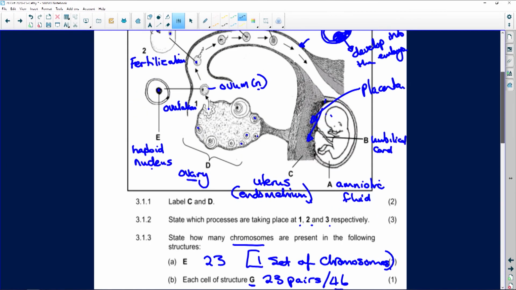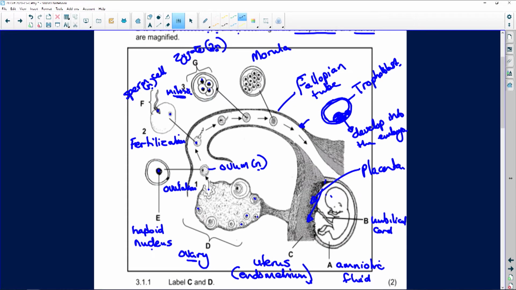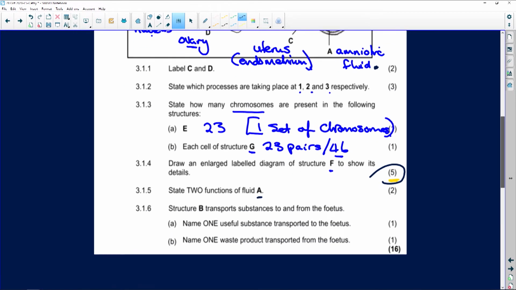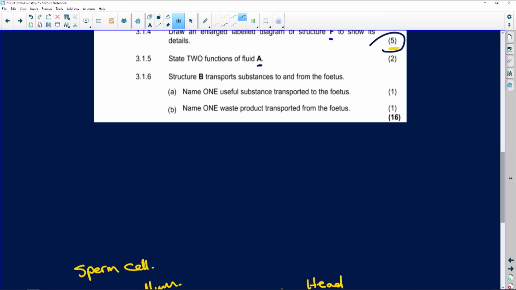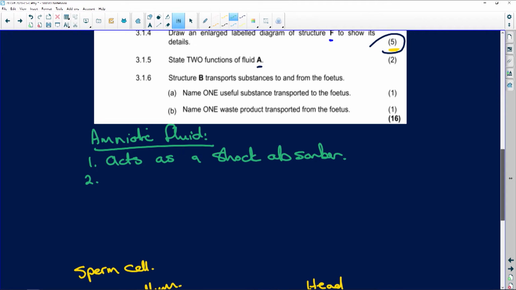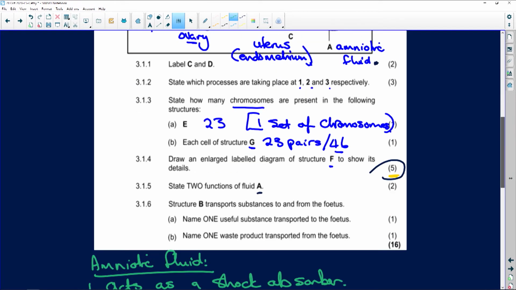So let's just check out what fluid A is. Where is fluid A? Oh, that's the amniotic fluid. Okay, and they want to know what the functions are. So if we, let's just get some space to write. Oh, I've got space right here, so let's do this. So if we look at the amniotic fluid, remember it surrounds the baby. So by surrounding the baby, number one, it acts as a shock absorber. Number two, if you look here, that little baby can move around here. So it is able to move around and not get squished.